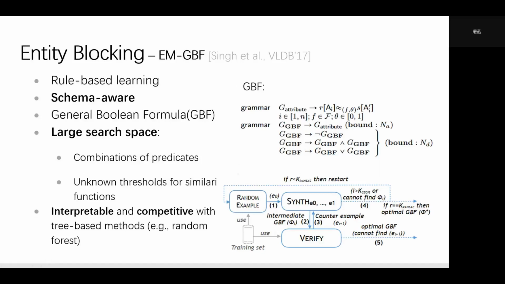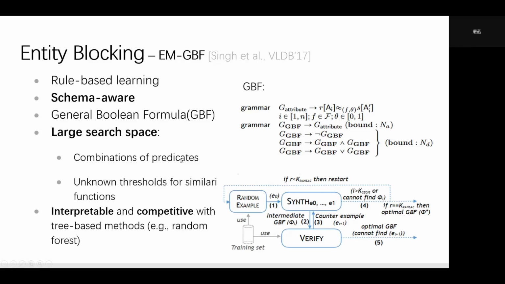GBF is also another rule-based learning method, different from the previous ones. It depends on a new rule, a general Boolean formula, because it is more powerful. However, finding a valid GBF is not an easy task because it has a larger space, a large number of objects, and if some predicates have similar functions, thresholds are unknown and should be learned by some methods. To solve that, the author used an iteration procedure.